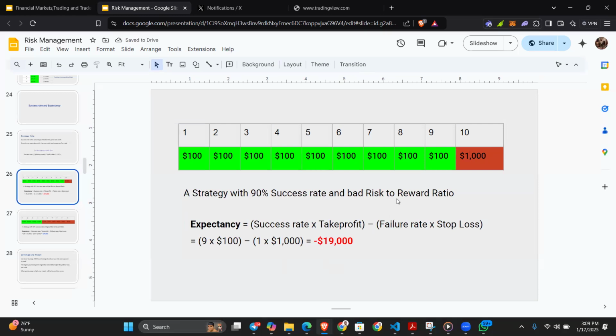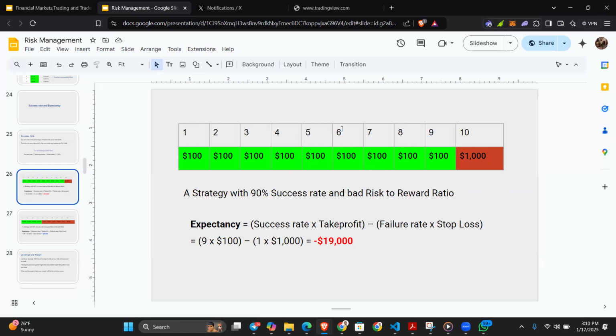So guys, let's say that at each point he's making profit, he's just making $100, whenever he's losing $1,000. See that even though the strategy has a 90% success rate, the risk to reward ratio is very, very bad. So this trader can never be profitable in his life. No magic will make him profitable. Right? So to calculate the expectancy, it is the success rate times take profit.